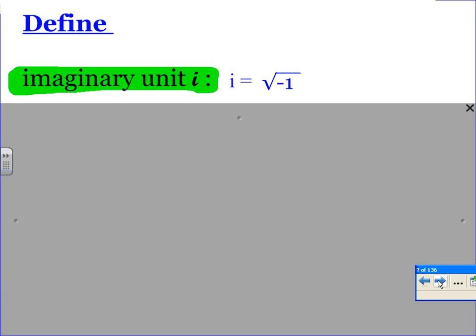Will you ever use it? Yes, you will. Okay, imaginary unit I. So I want you to write down. I is equal to the square root of -1.